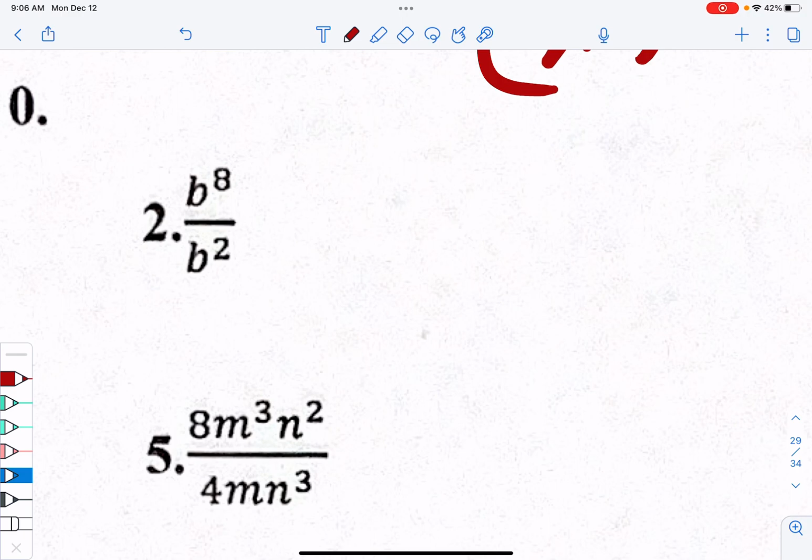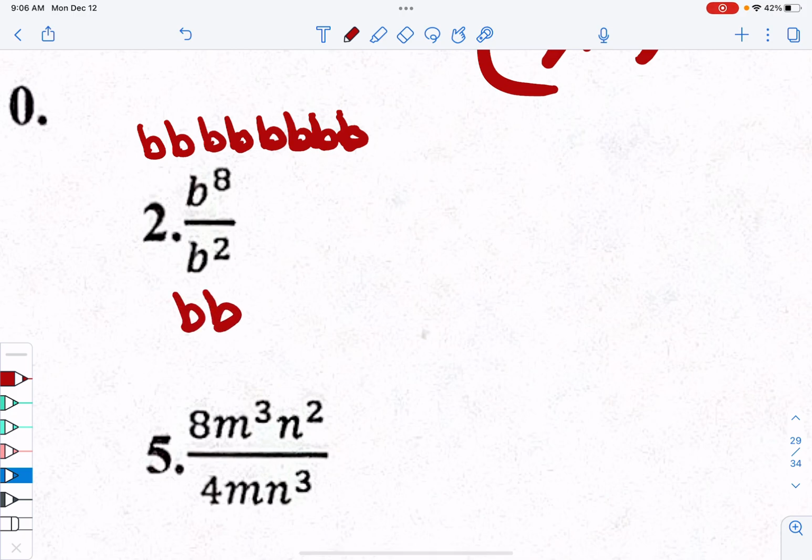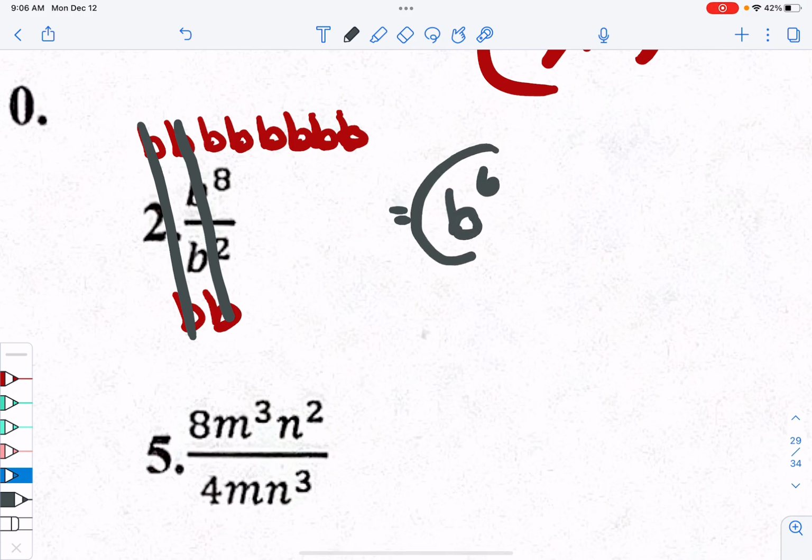Okay, so number 2, some of you guys can just do this in your head, but for some people it helps to write out that b to the 8th power means that you have 8 b's. B to the 2nd power means you have 2 b's, and so these 2 are going to cancel, so you will have 6 b's left on the top, so b to the 6th power.